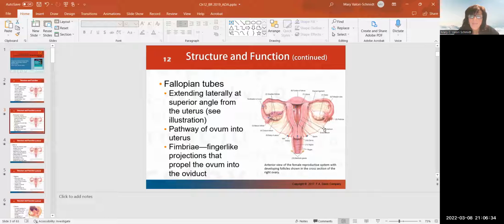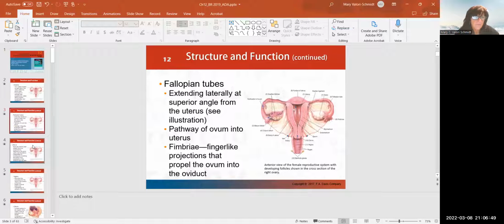The fallopian tubes are two tubes that extend laterally from the superior angle of the uterus. That's where the ovum, the egg, finds its way to the uterus. There are little finger-like projections, fimbriae they're called, that actually propel the ovum into the oviduct. They kind of suck it in, right?